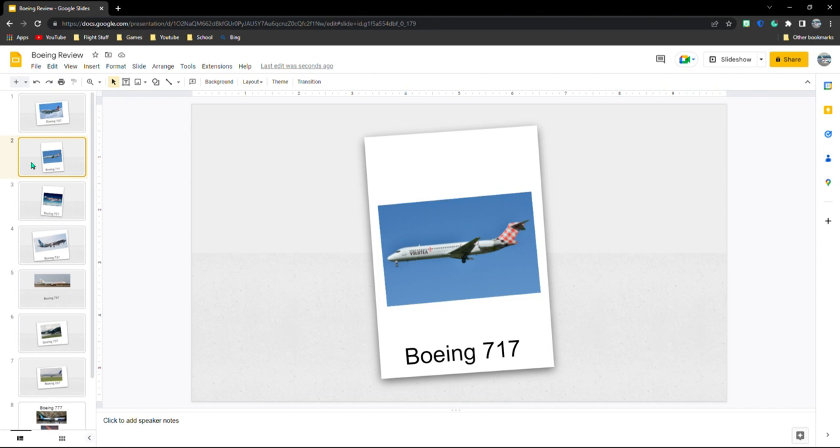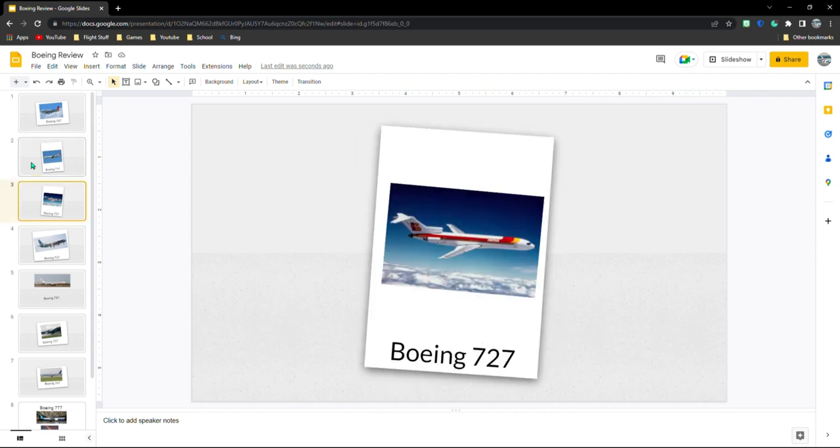Next, we got the Boeing 717. It's with the Volotea livery. This is only a European aircraft. 717s are still out there, they're just not as much. We got the old Iberia livery with the Boeing 727. This is only used for zero gravity aircraft.